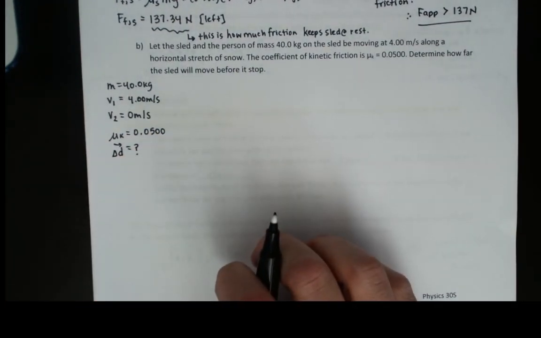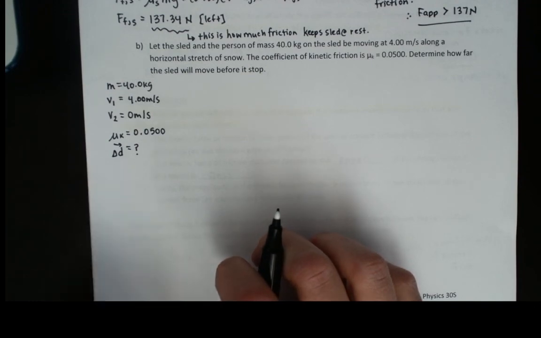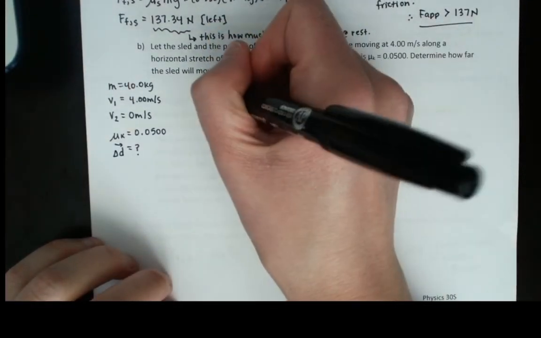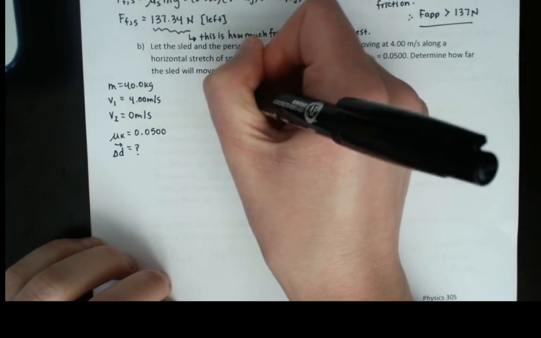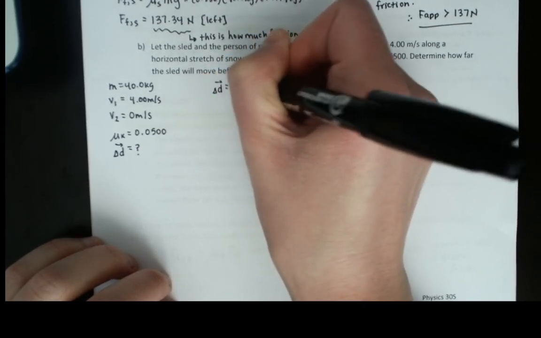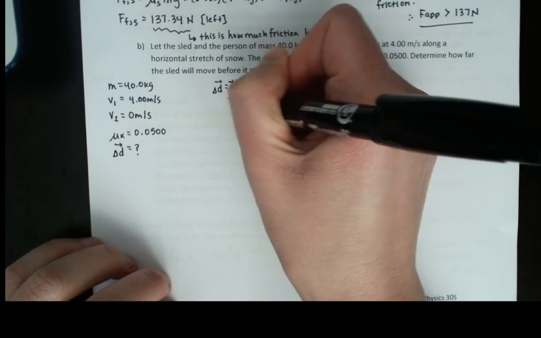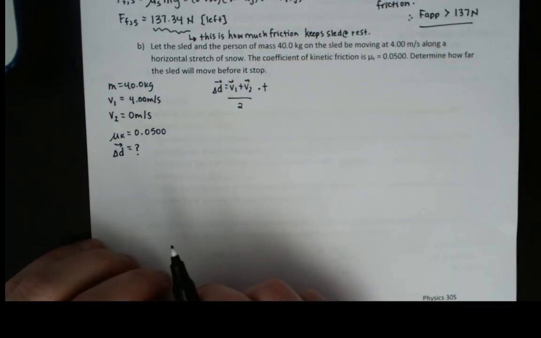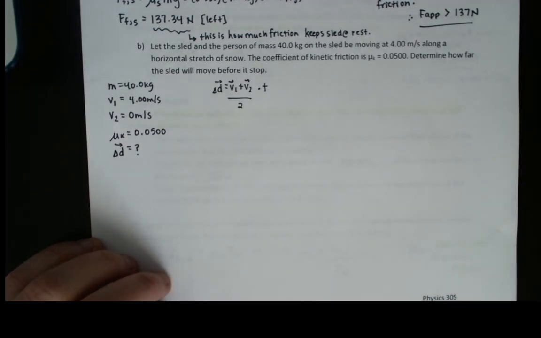Okay. So if we're looking to figure out how far the sled is going to slide, we're going to go back to a good old kinematics formula. V1 plus V2 divided by 2 multiplied by time. Okay? Unfortunately, we don't have time.